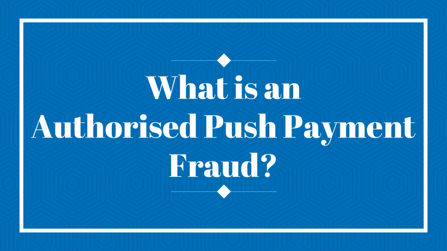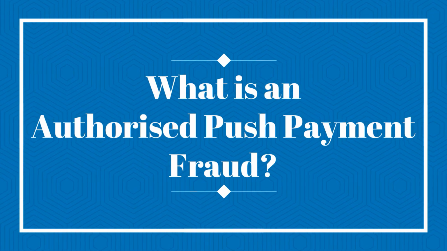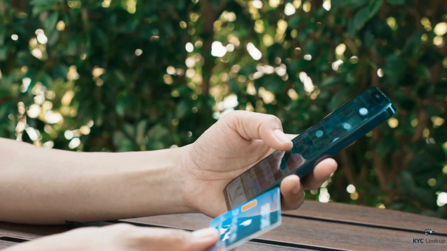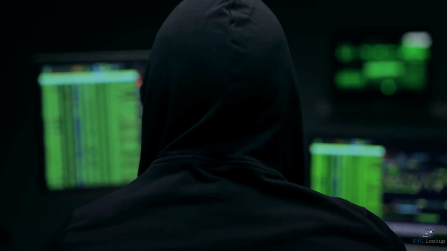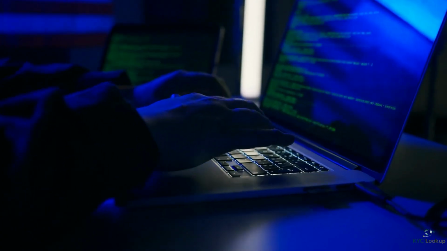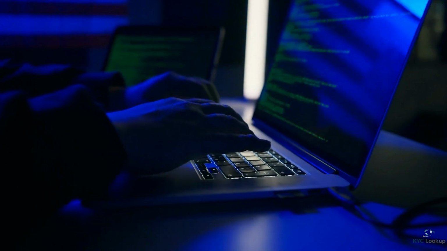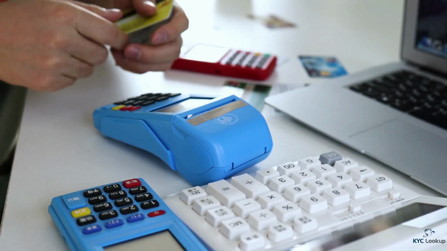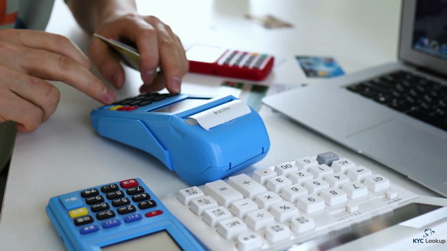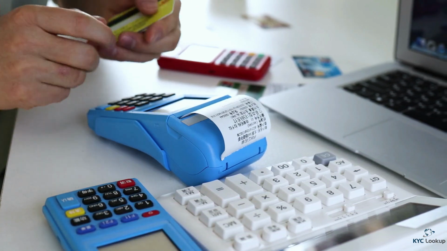What is authorised push payment fraud? Authorised push payment (APP) fraud is a type of scam in which a fraudster tricks a victim into authorising the transfer of money from their bank account to the scammer's account. APP fraud is also known as bank transfer fraud or authorised bank transfer fraud.